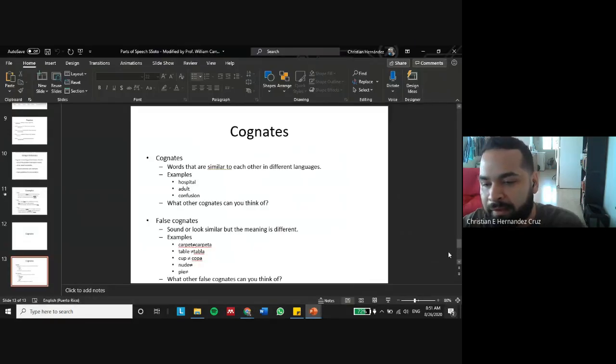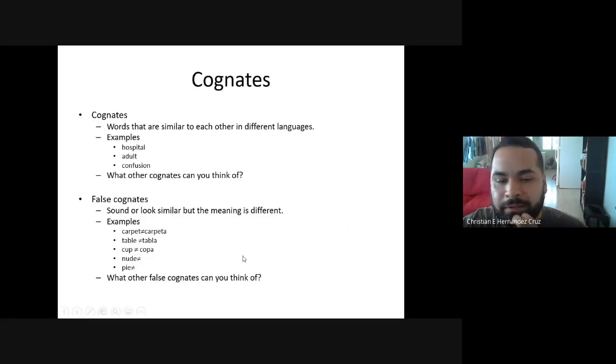Coming back to cognates. These were true cognates, but let's take a look at false cognates. And this is basically the same thing, but these are words that sound similar between both languages, but they actually mean something different. Like, for example, carpet and carpeta are not the same. Carpet in Spanish would be more like alfombra. And carpeta, of course, is where you're supposed to keep papers.